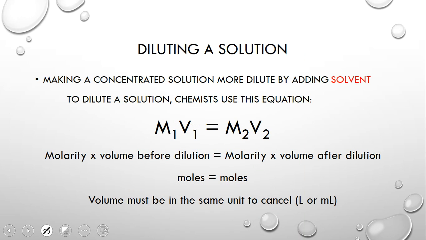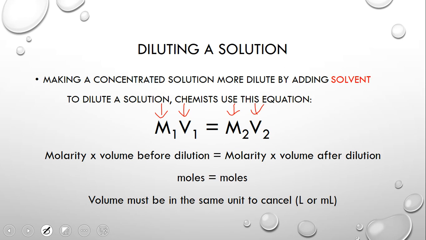So that is what we're doing when we're doing these diluting problems, is M1V1 equals M2V2. So we're adding solvent to a concentrated solution. The concentrated solution typically goes before. It kind of doesn't matter which side you put it on, but usually the M1V1 would be the concentrated molarity and the concentrated volume, and the M2V2 would be the diluted molarity and the diluted volume.